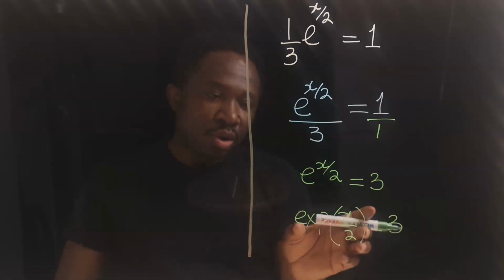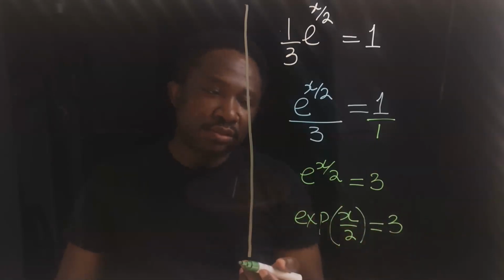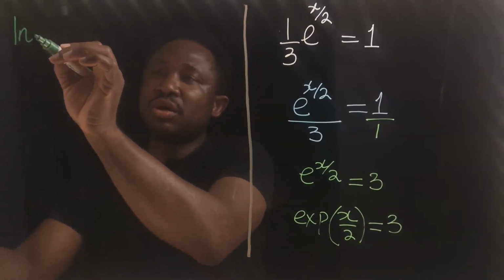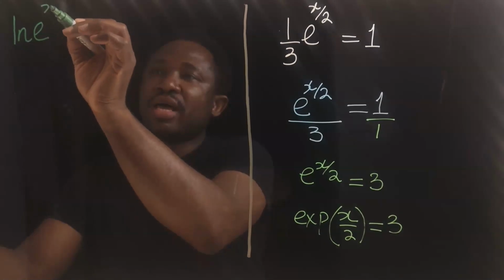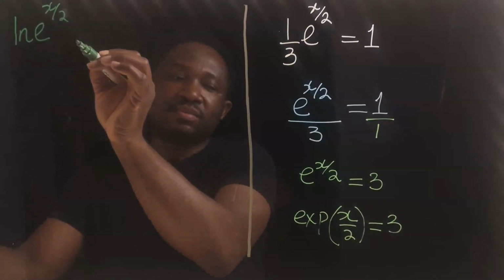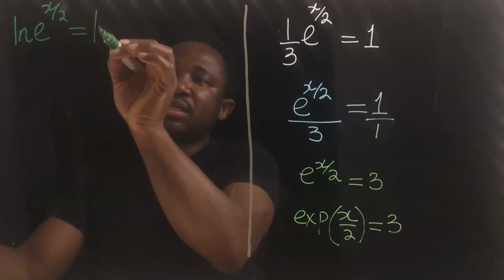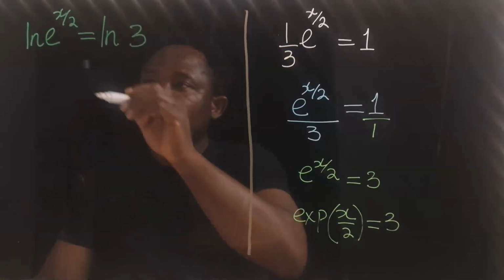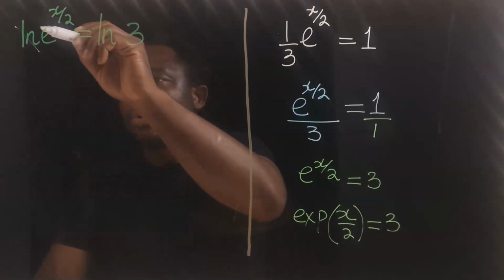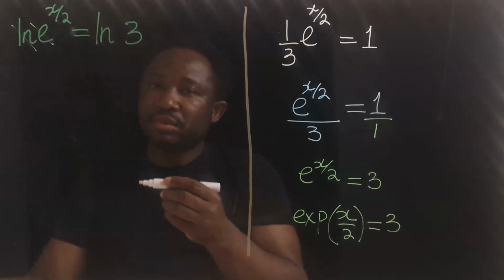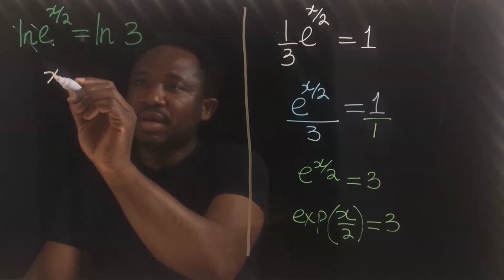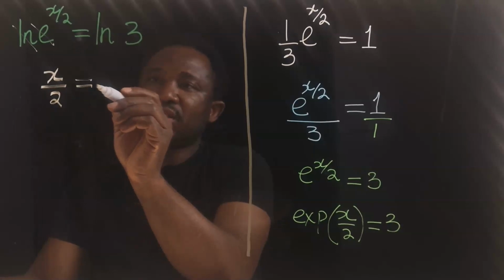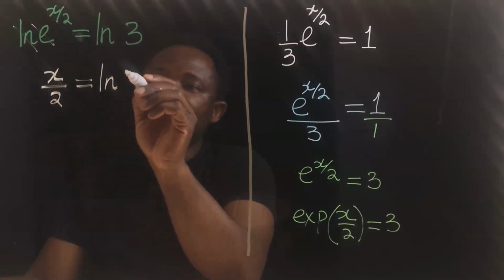Natural log will neutralize exponential, and I'm going to have that the natural log of x divided by 2 is the natural log of 3. Next, natural log will neutralize exponential, and we now have x divided by 2 is free. On the other side, we have the natural log of 3.